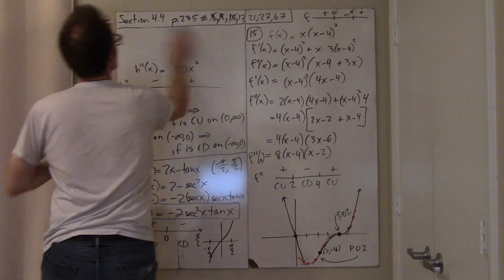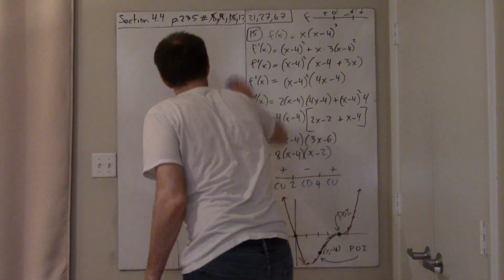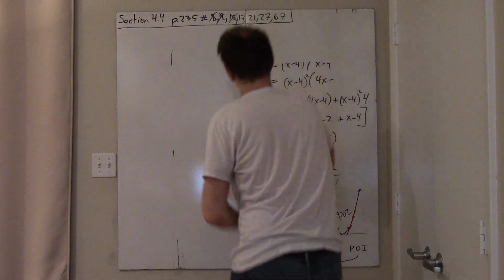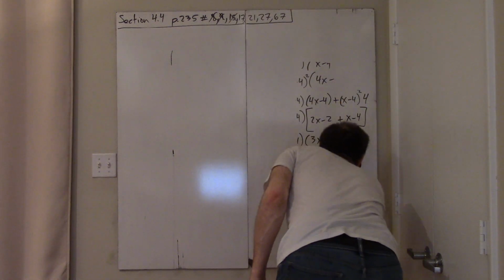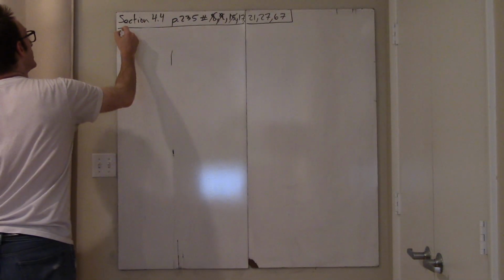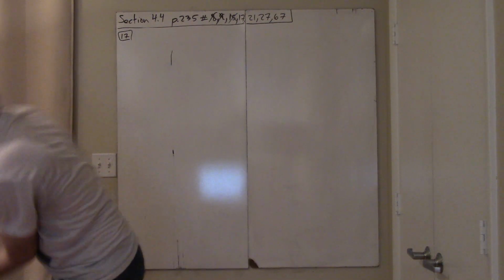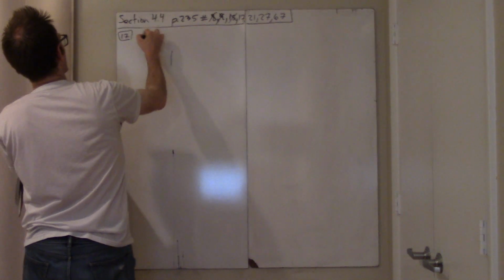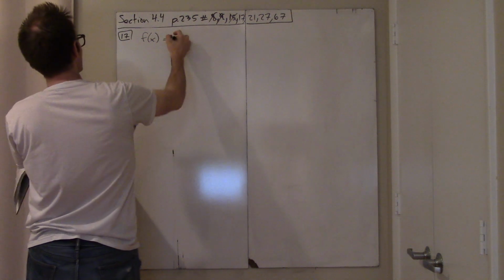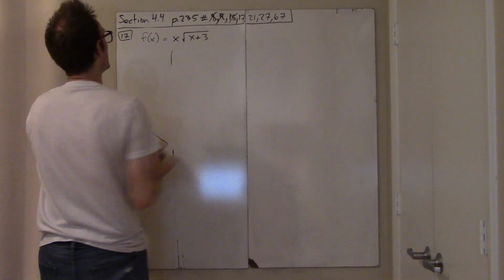Let's just do the rest of these problems. I think they're all kind of the same, or the directions are the same, mostly, or many of them. Okay, what's 17? Just another one of these. Here we go. Find the points of inflection and discuss the concavity. So the function is x root x plus 3.